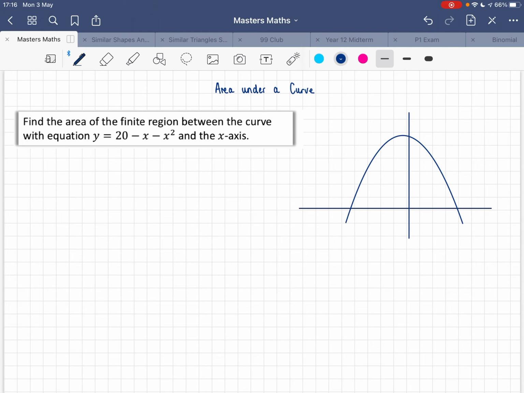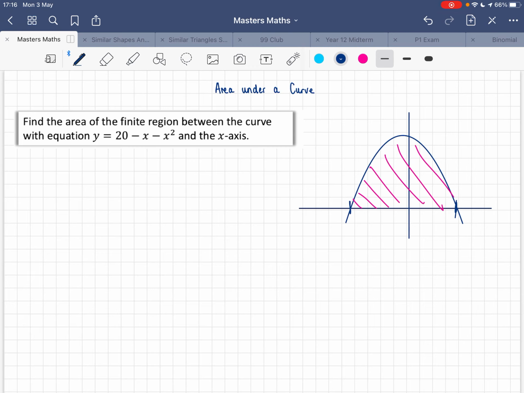Anyway, so we are finding this area in here, between the curve and the x-axis. The first thing we need to do, though, is find the limits of the integral. So we're integrating between these 2 points. So we need to find where our quadratic is crossing the x-axis. So we need to find the roots.